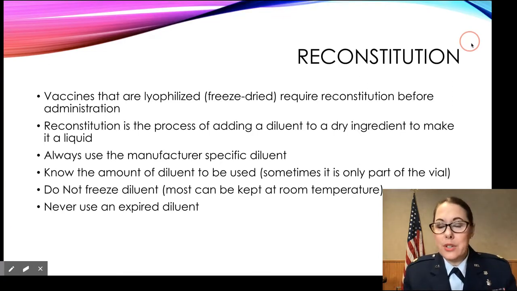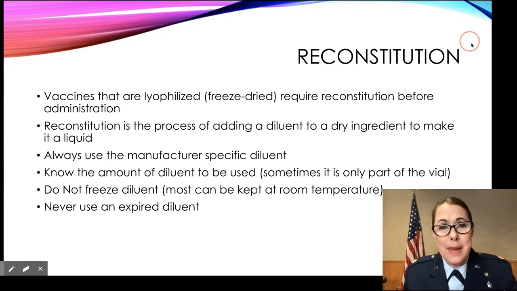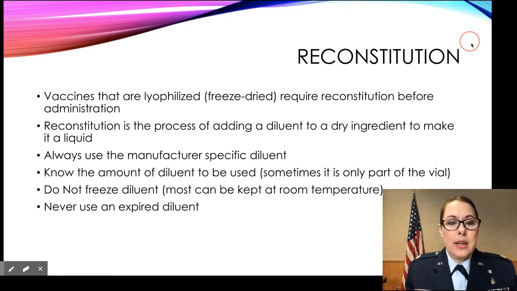So you want to make sure that whatever you're doing, you know how much is needed, because you don't want to just assume that you have to drop all the fluid that's in there and inject all the fluid in. Know how much you need for each one and how much you need to draw out of that vaccine. And again, that will be in the manufacturing papers that come with those.